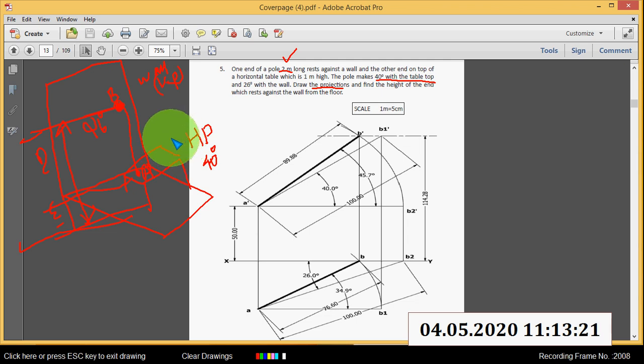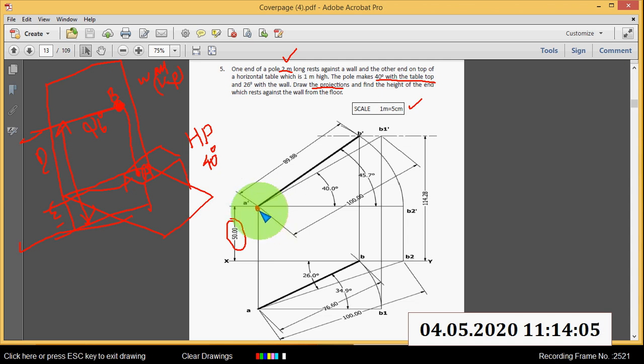Here I am applying the line rotation method. First I will mark point A dash here. Where is the position of A dash? It is 1 meter above the floor. The length of the pole is 2 meter. If I take 1 meter equal to 1 centimeter, the length of the pole is only 2 centimeters, which is very small. So I will change the scale: 1 meter is equal to 5 centimeter. The point A is 1 meter above the floor, 1 meter above the tabletop, so this distance is 5 centimeter.